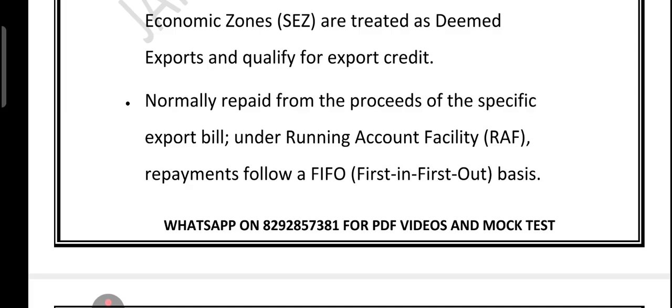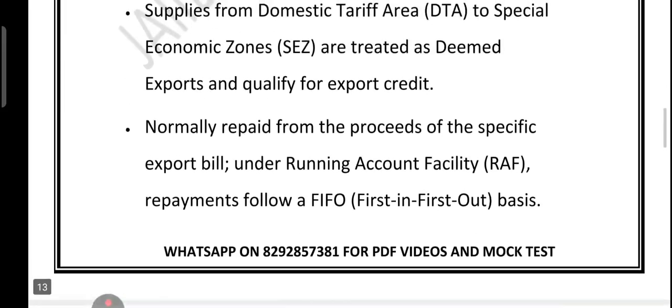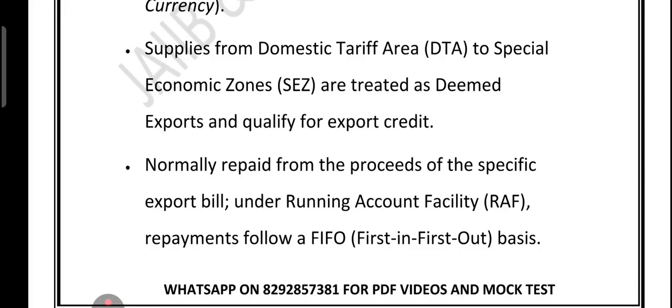If it is given in foreign currency, it is called PCFC, packing credit foreign currency. When you are supplying goods from the India domestic tariff area to an SEZ, this is treated like an export, and it is called deemed export. And yes, you can get export credit for that also. What is the meaning of deemed export? Deemed export means you are supplying from the domestic tariff area to a special economic zone.